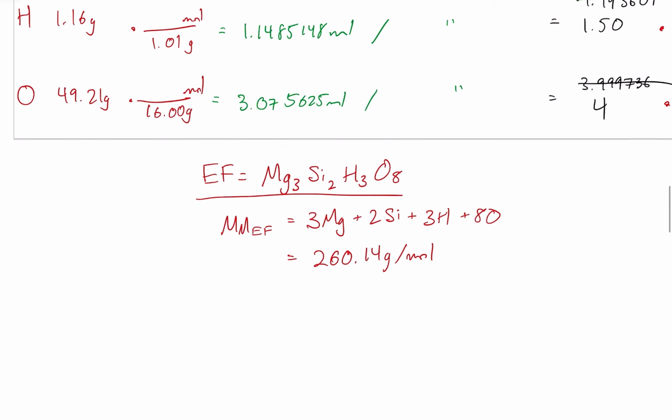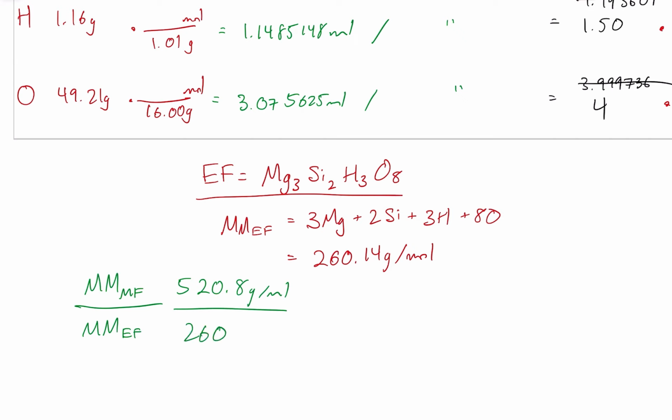So now to compare them, we'll take the molar mass of our molecular formula found in the question and divide it by the molar mass of our empirical formula that we just calculated. That mass again is 520.8 grams per mole. And here we have 260.14 grams per mole. And because we're dividing by the same units, these units will cancel out. We'll get a unitless number. And if we calculate this through, we'll get 2.00, which we round to 2.